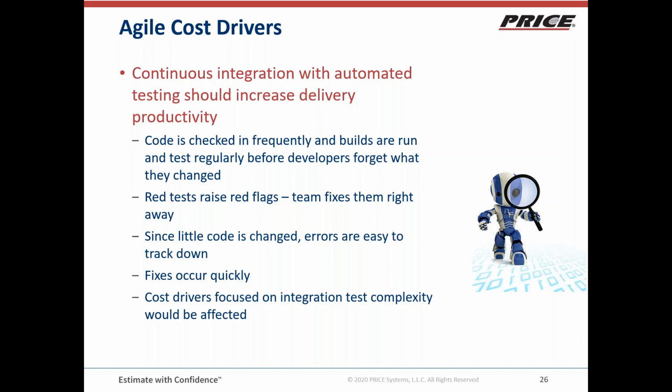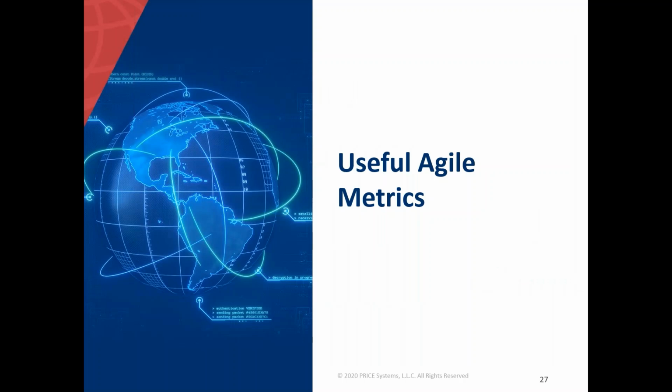They just potentially caused it within the last 24 hours. They're going to remember what it was. If you wait 6 months, that's not going to happen. So if things get fixed faster, a lot less time is spent tracking down bugs, a lot more time is spent just quickly knocking them out and being done with them. So if you have cost drivers that are focused on integration test complexity, then you would want to see how continuous integration impacts that particular input parameter, how it might. And all of those things, they're discussions.